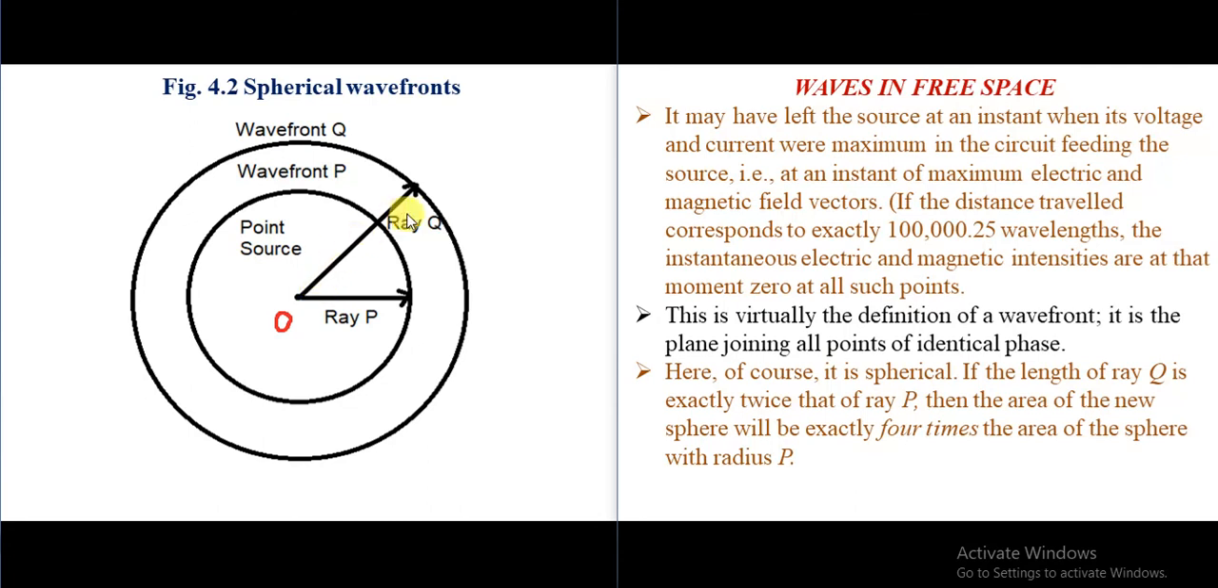Here the rays P and Q are double to each other. The ray Q is double of ray P. Hence the area under the wavefront P is smaller as compared to the wavefront of ray Q. How much smaller? The area of the new sphere will be 4 times the area of the sphere with radius P. Means if the area is 1 for the ray P wavefront, then the area for radius Q will be 4 times, means it is 4.